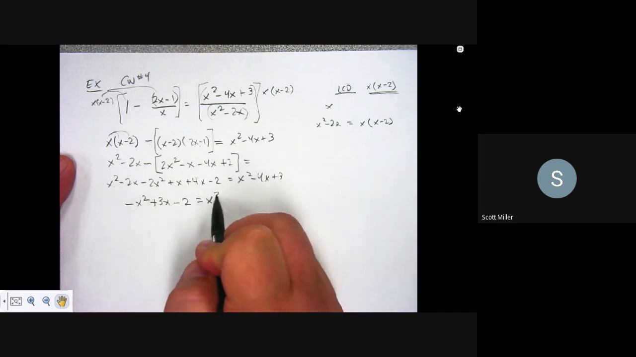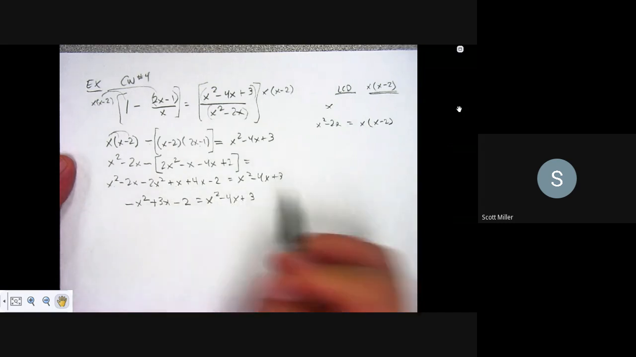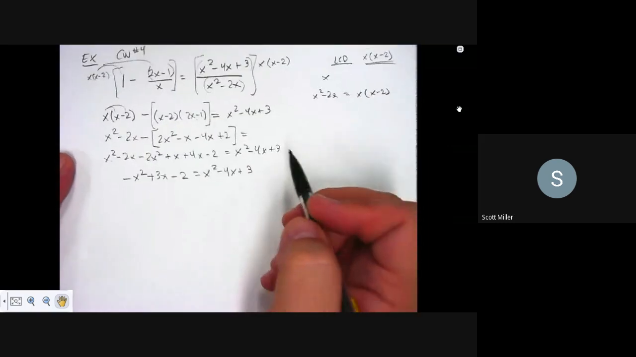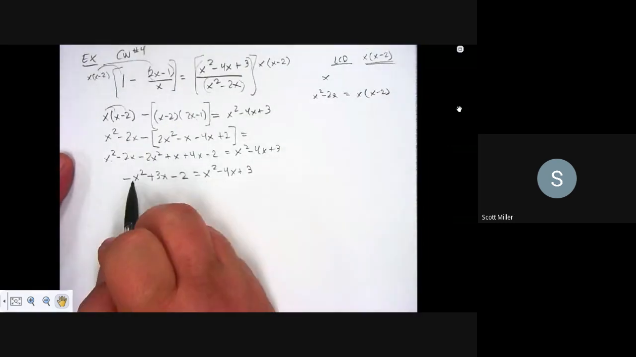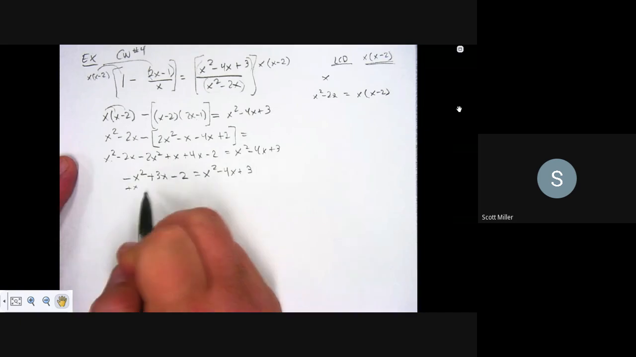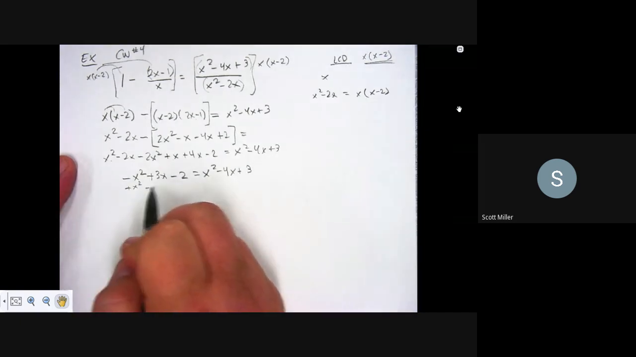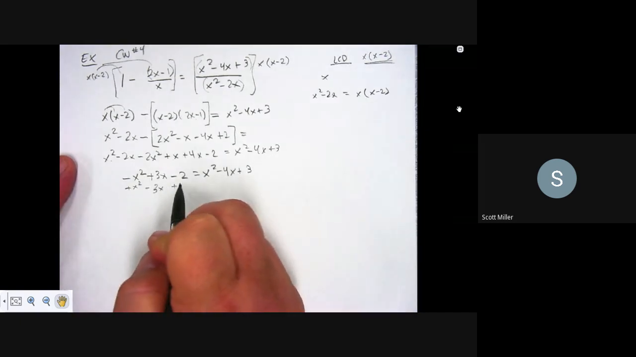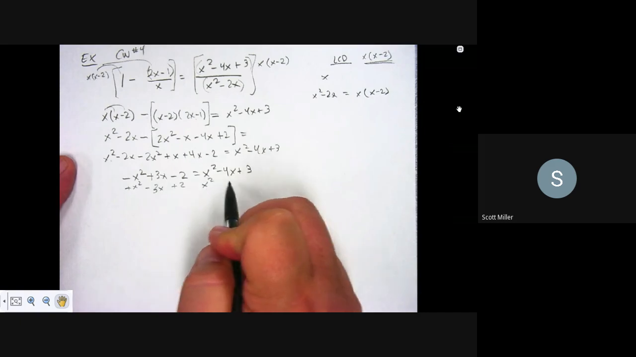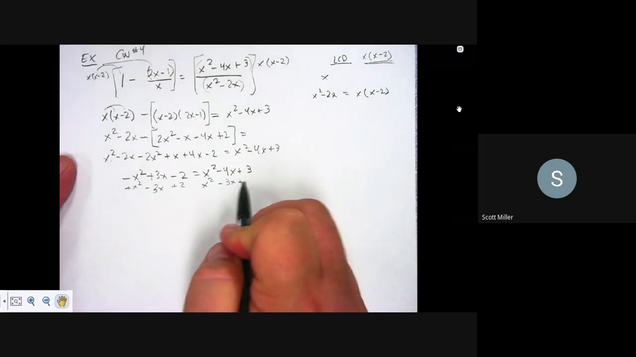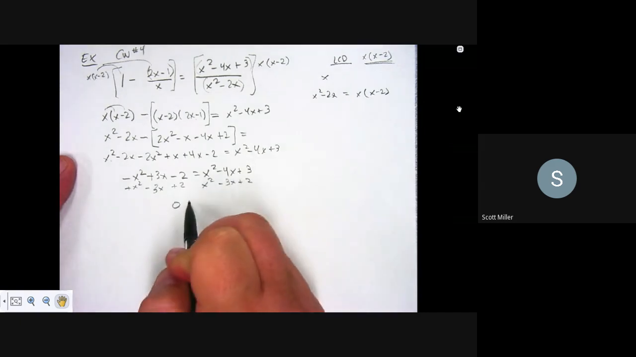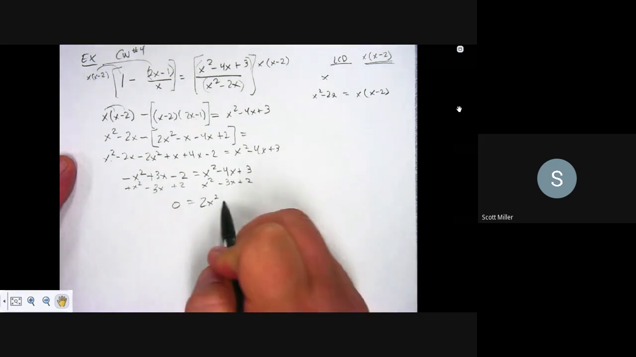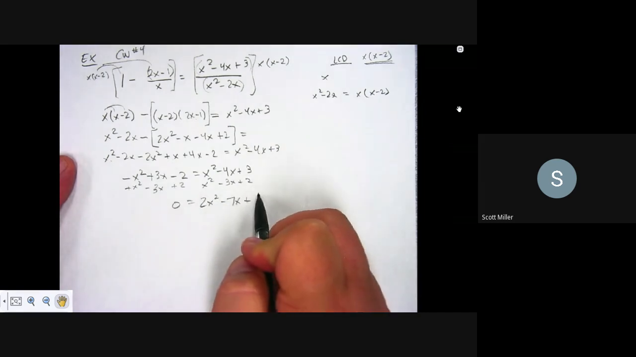And then I have this side over here. So I have a quadratic, which means everything goes to one side equal to 0. I want to have the squared term positive, so I'm going to move everything to this side over here by adding the opposite of everything. I'll have x squared minus 3x plus 2 gives me 0, 2x squared minus 7x plus 5.